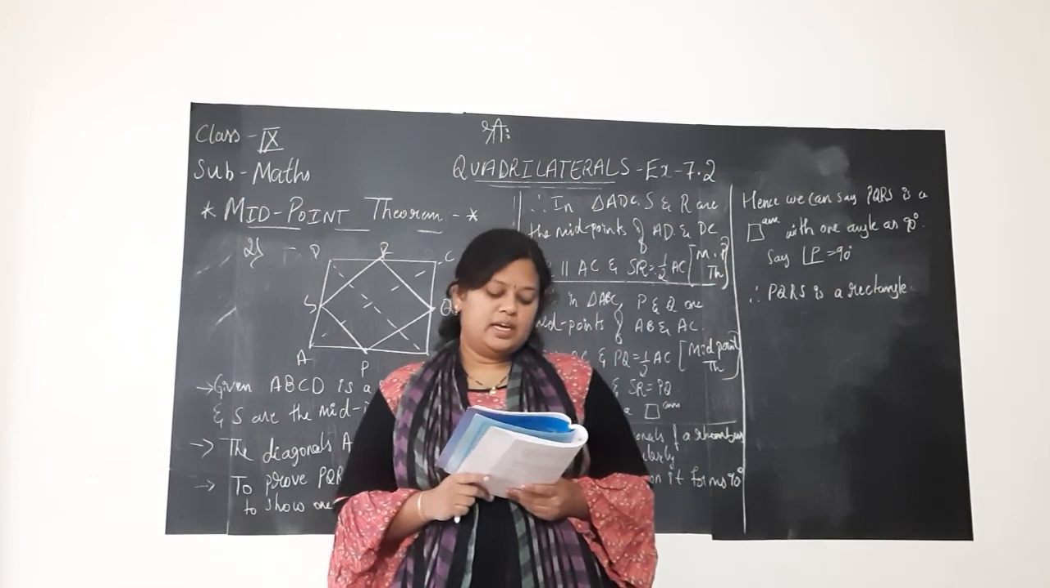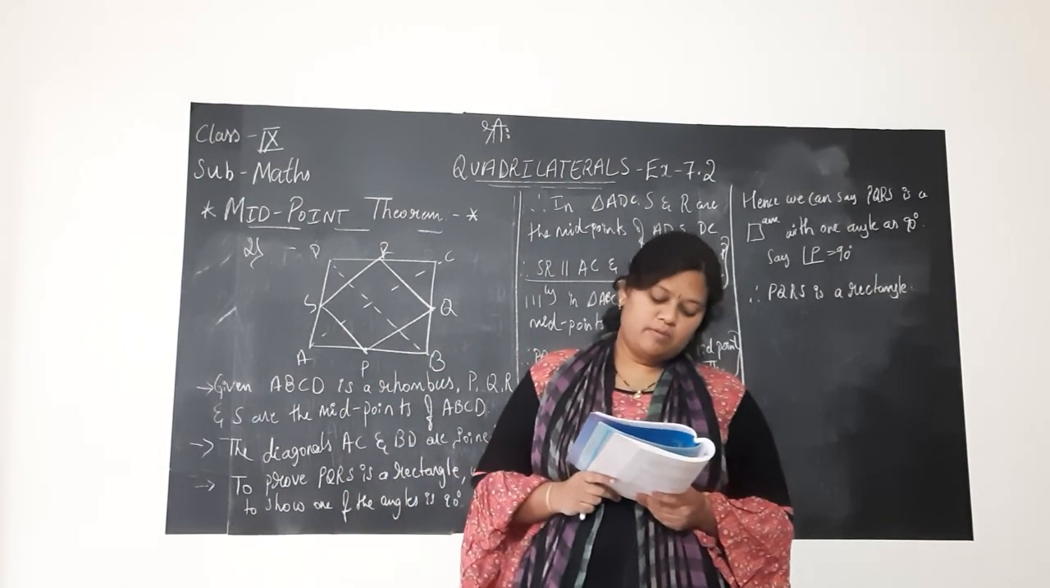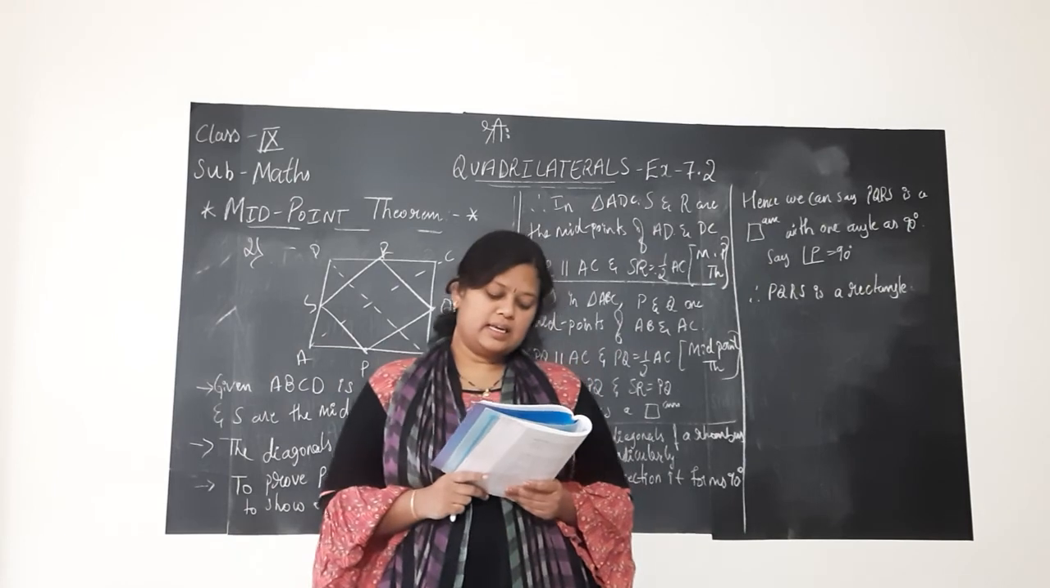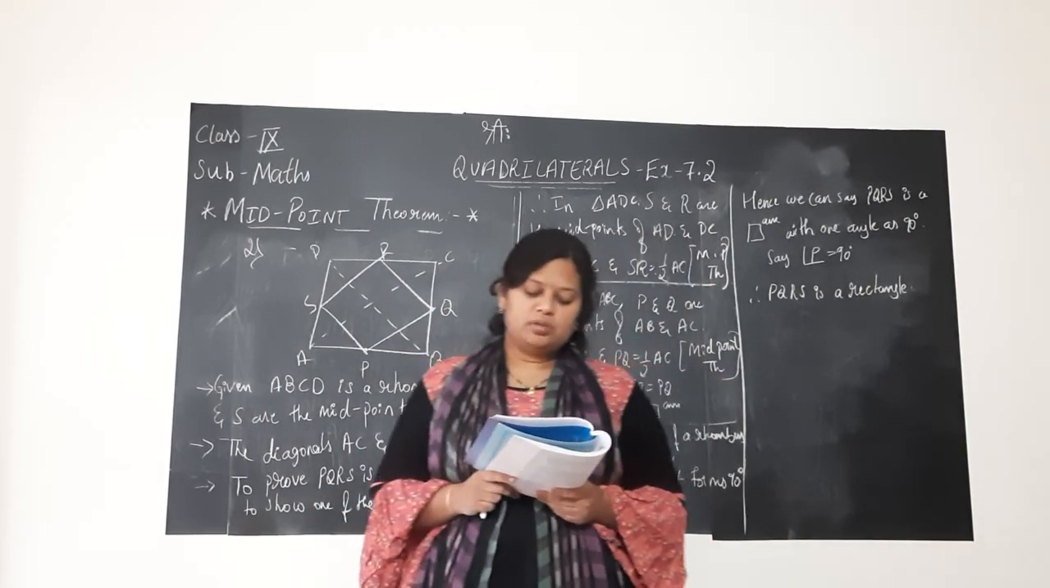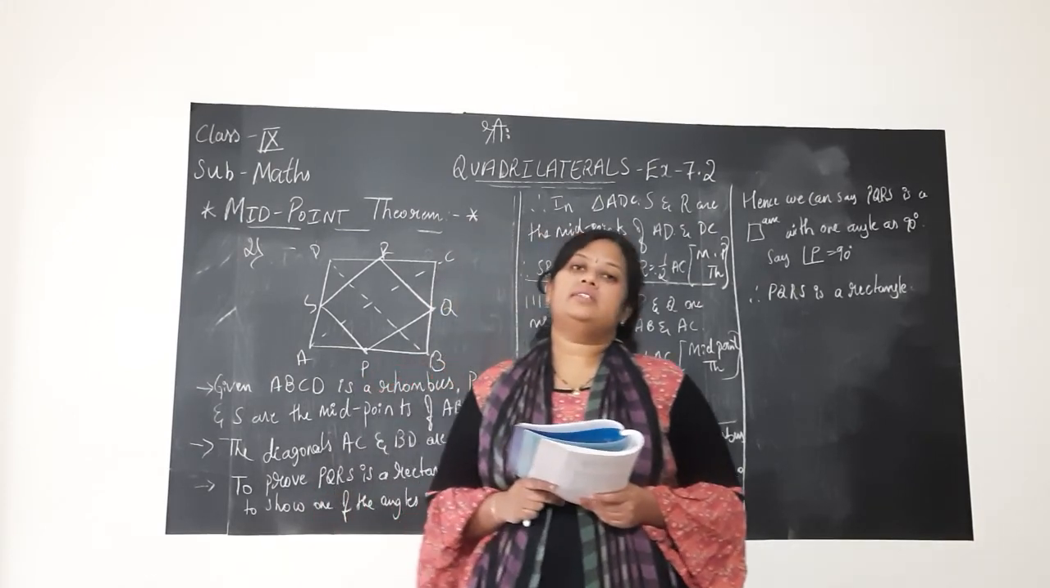Problem, children. The question is: ABCD is a rhombus and P, Q, R and S are the midpoints of the sides AB, BC, CD and DA respectively. Show that the quadrilateral PQRS is a rectangle.